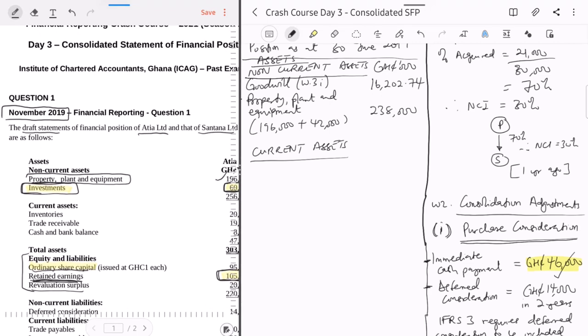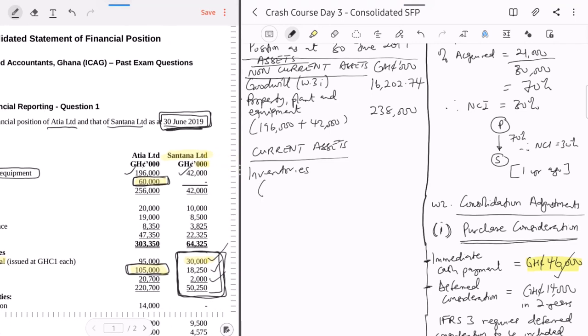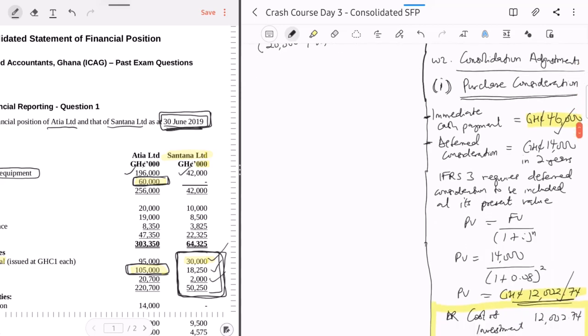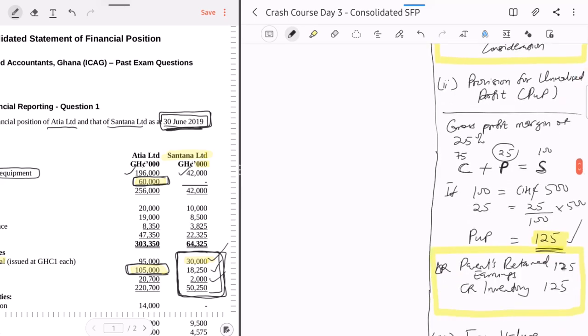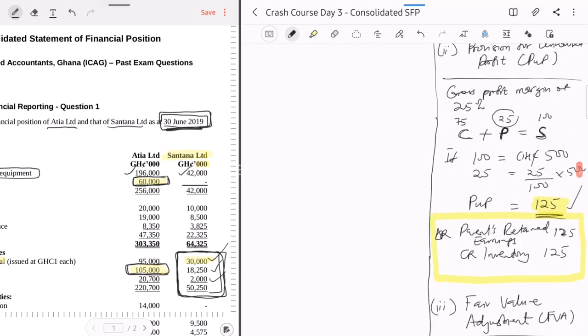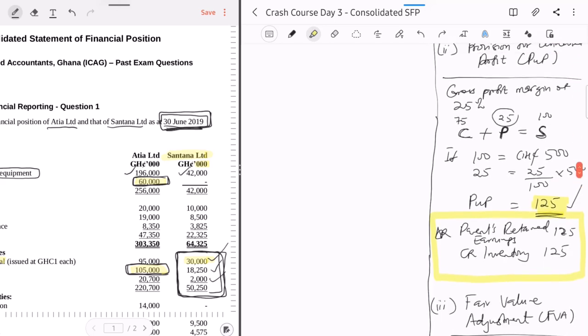Current assets, we have what? Inventory, right? So we record our inventories. Parent is 20,000 plus subsidiary of what? 10,000. Do you remember there was a fair value adjustment? Let me show you. In fact, before that, you can even pick this one up first. You can see here, I said we are going to credit inventory with 125, right? Inventory is an asset. So I credit it to reduce it. So I need to come and reduce inventory by 125.